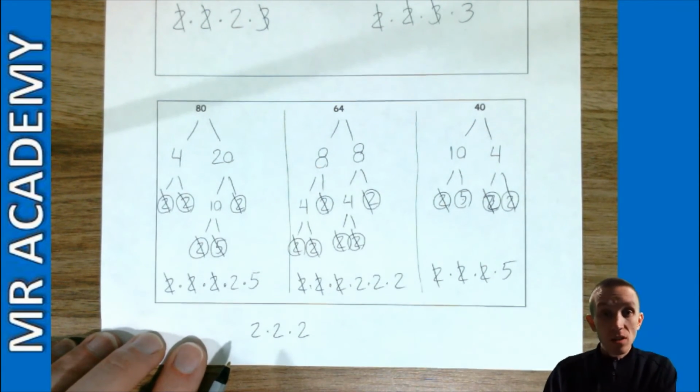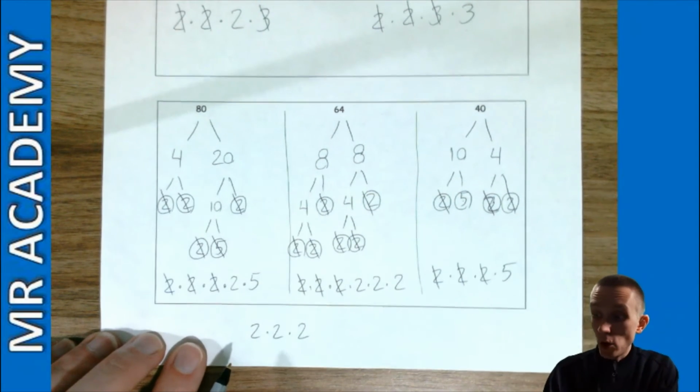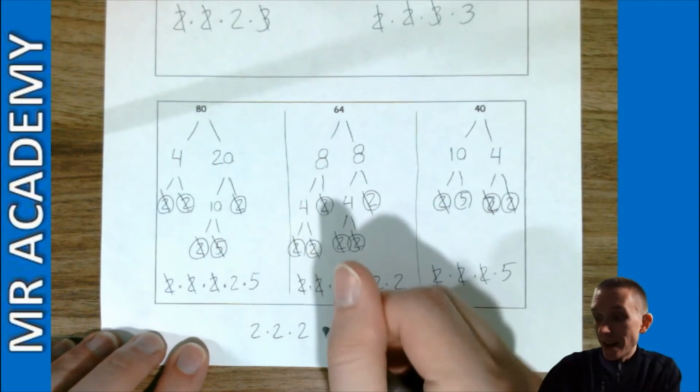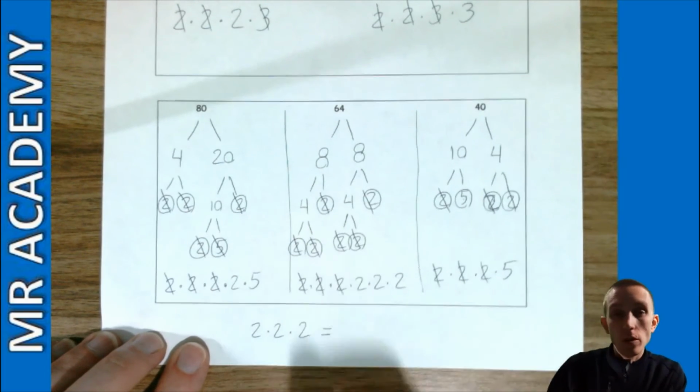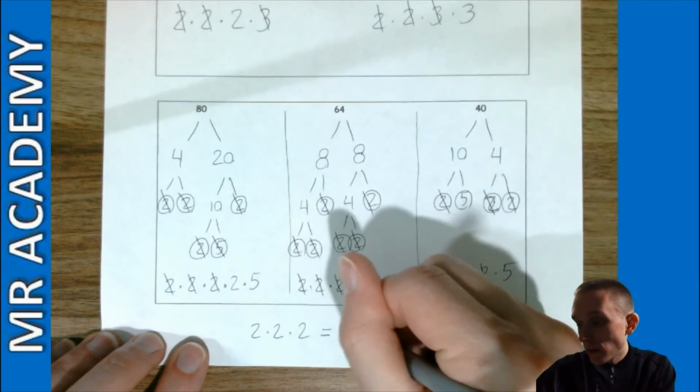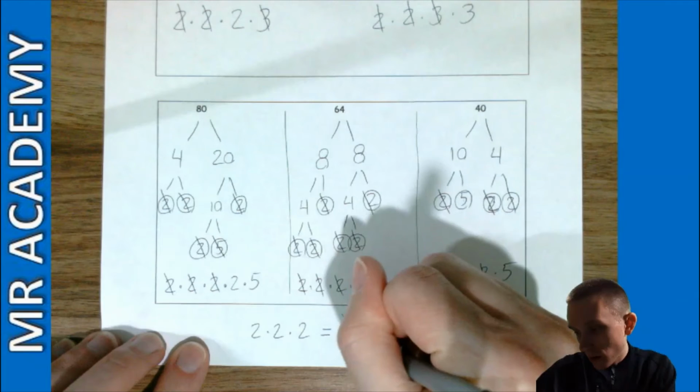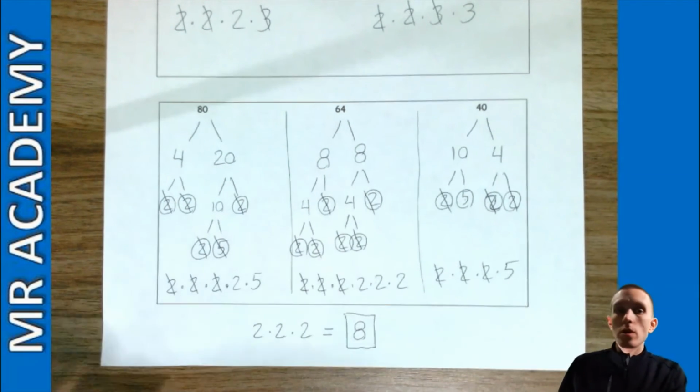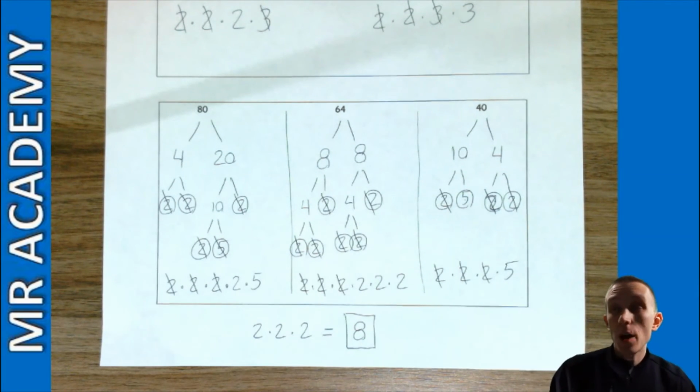I guess that means I don't have any other factors. No other common factors. So I can multiply these together. 2 times 2 is 4 times 2 is 8. And of those three numbers, 8 is the greatest common factor.